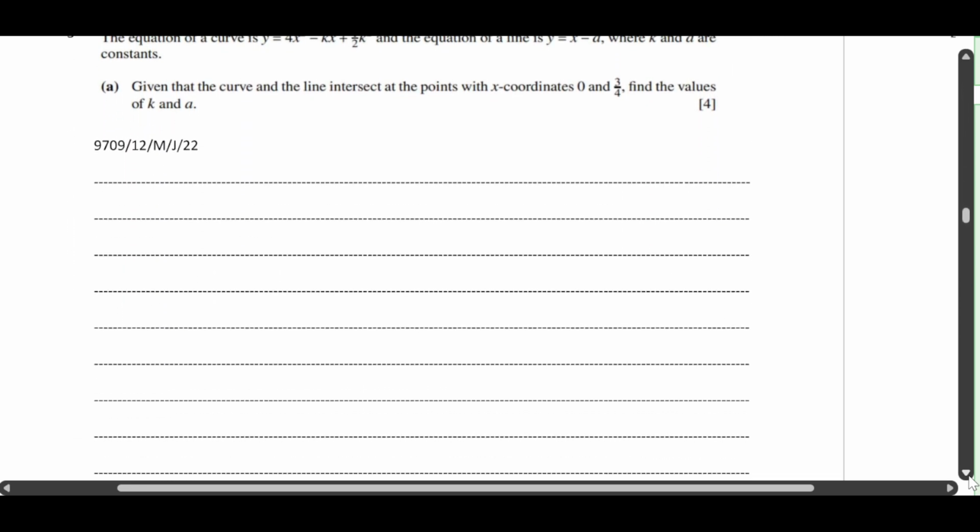The next question, question number 5. The equation of the curve is y equals 4x square minus kx plus half k square, and the equation of a line, where k and a are constants.